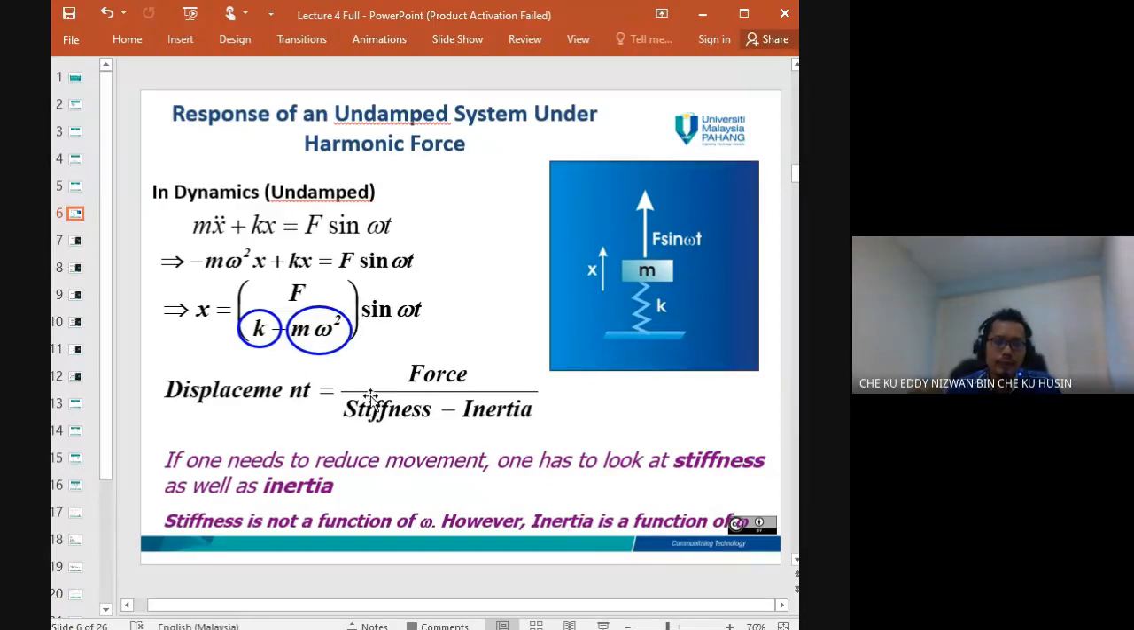For this case, stiffness remains constant, the stiffness force depends on K. The inertia depends on the speed of excitation, which is m omega square. You excite at different speeds, and the resistance from the inertia will be different. So that's what we are trying to look at for forced vibration.